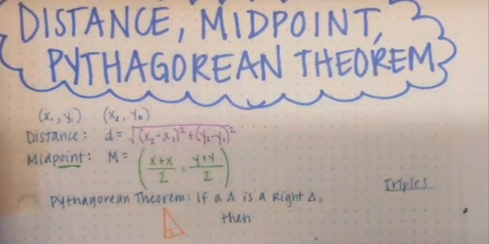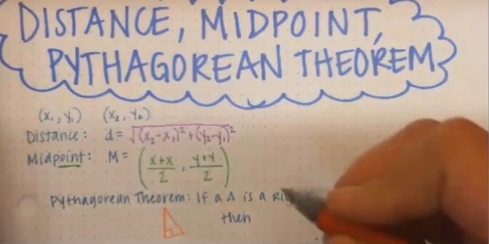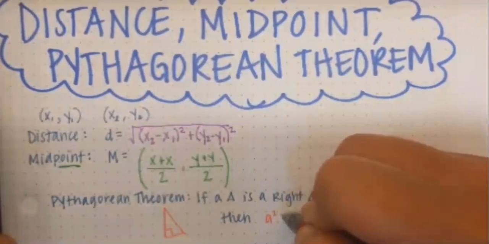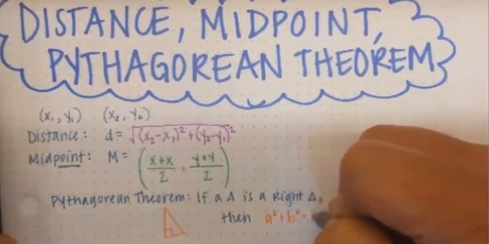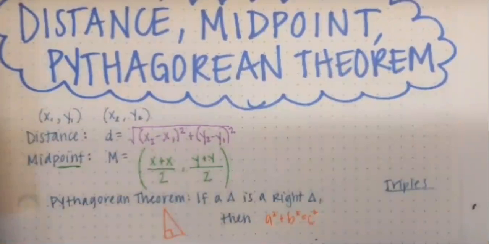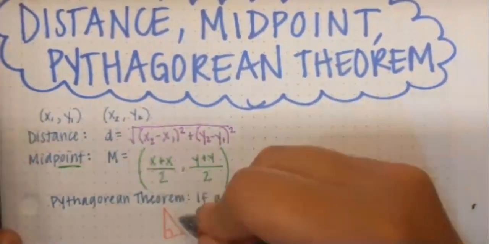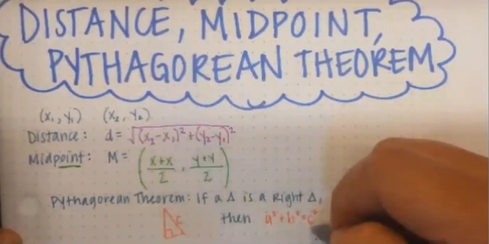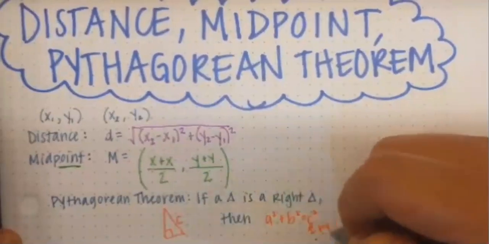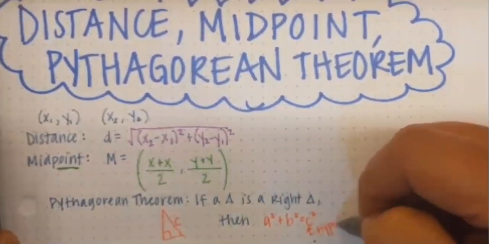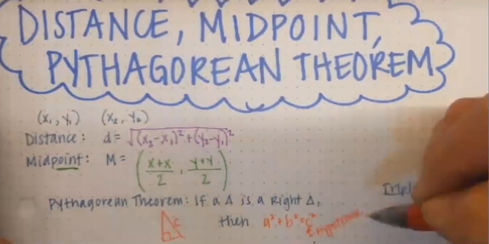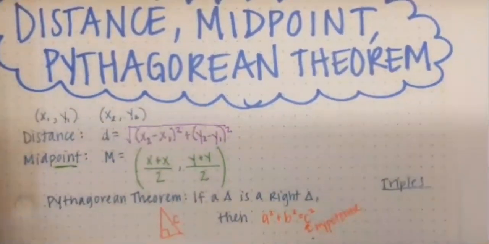So if a triangle is a right triangle, then we can say that a squared plus b squared equals c squared. Right? And then A, B, and C are the sides of your triangle. C in particular is the longest side, and that's what we call the hypotenuse. Hypotenuse. All right, so C has to be the longest side. That's the only part that matters when it comes to plugging in A, B, and C.